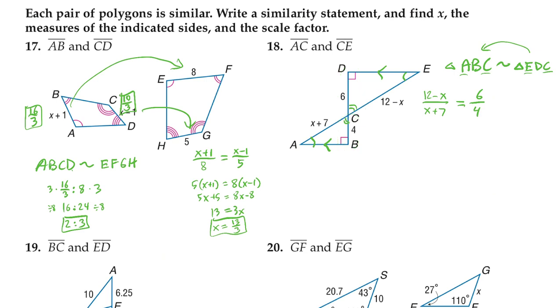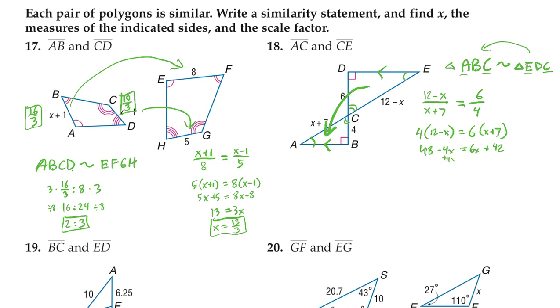Now, I was showing you that you could either use this statement and just go by the letters that way, or you could use the picture and go by angle markings here. Either way, as long as you go from one triangle to the other, you are set. Just don't flip-flop. Okay, so let's cross multiply and solve. So we get 4 times 12 minus x equals 6 times x plus 7. That's 48 minus 4x equals 6x plus 42.